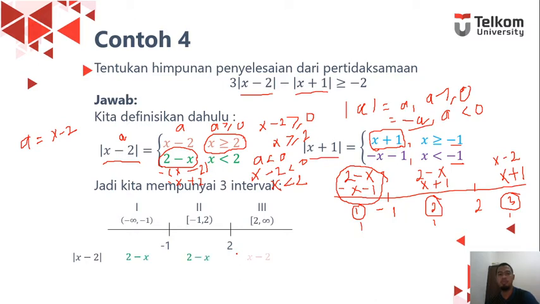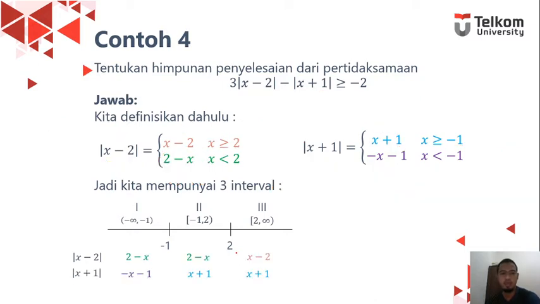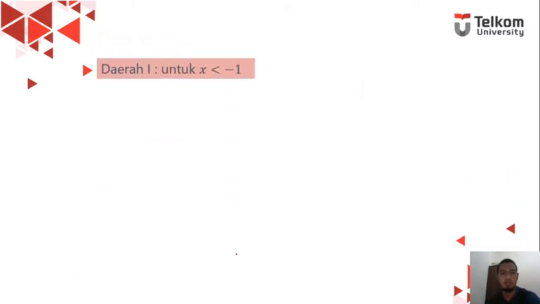So we solve this one. Okay, we will solve this one. The first area is when the condition is x less than minus 1. In x minus 1, as I informed before, we will use 2 minus x, and also we will use minus x minus 1.